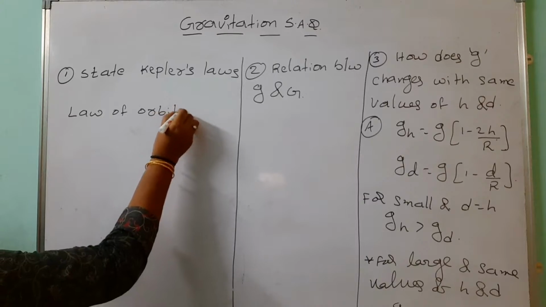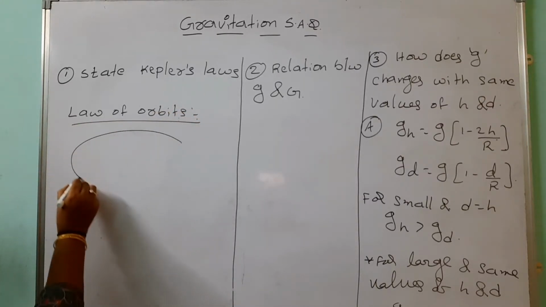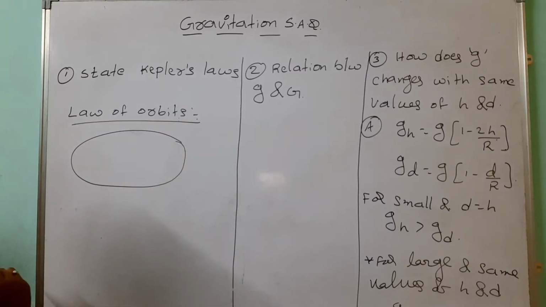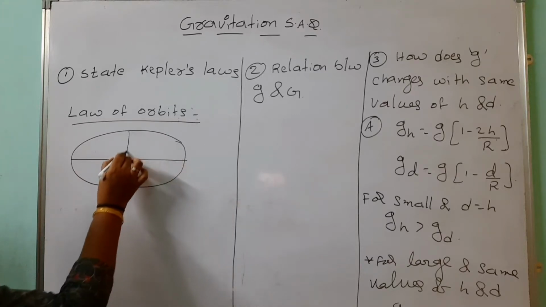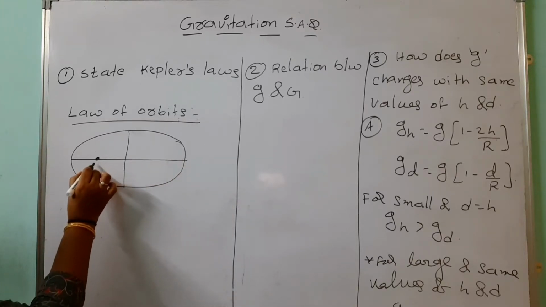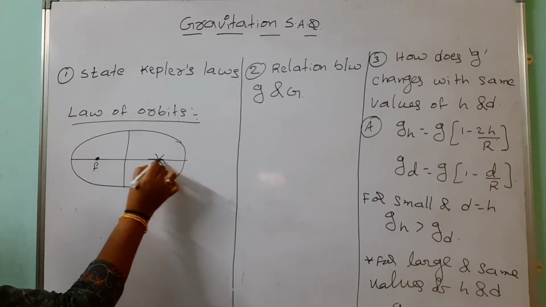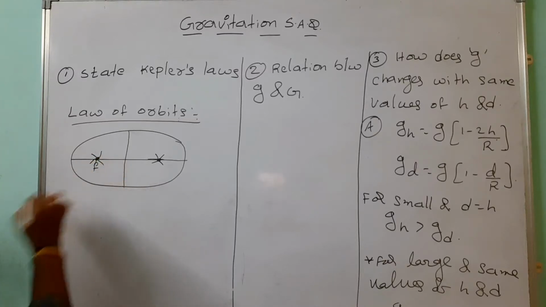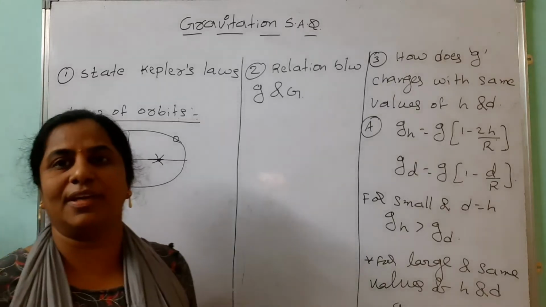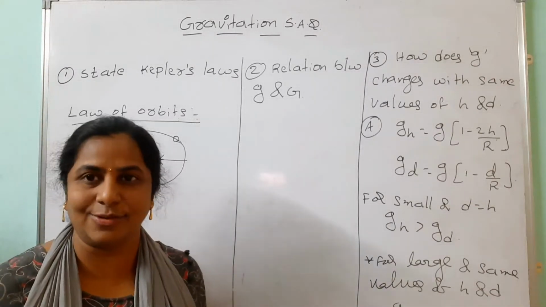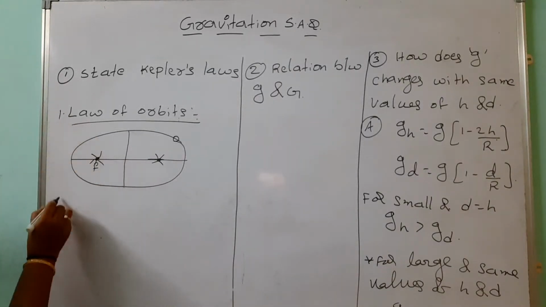All planets are revolving around the sun in an elliptical path. But where is the sun? At any one focus. Either here or here we can observe the sun. This is called the focus, but here two are there, that's why they are called the foci. And you should just remember that all planets are revolving around the sun in an elliptical path. This is called the law of orbits. Very simple.